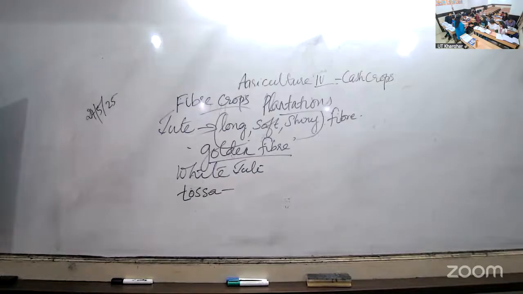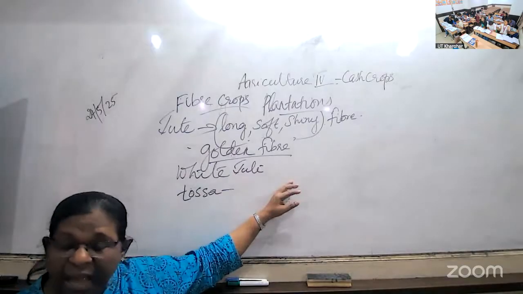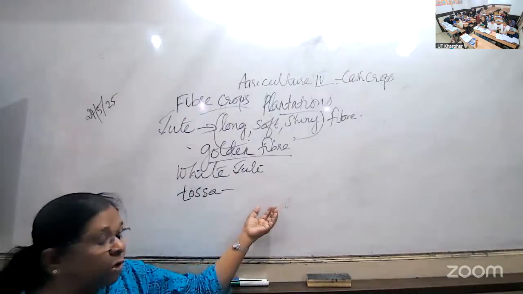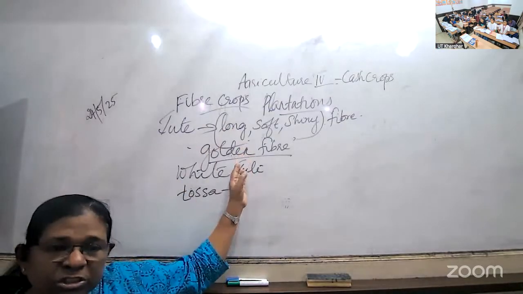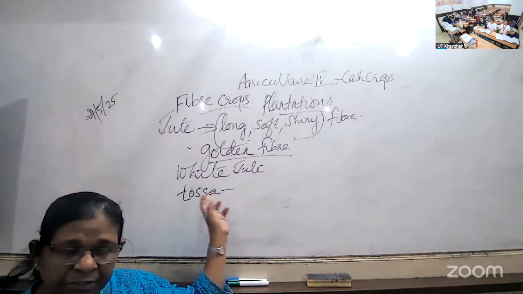What is Tosa? It grows only on uplands, in order to avoid flooding. Because jute is grown majorly in lands which have plenty of water. It will require plenty of water. So in that growing area, the higher lands, the Tosa variety is grown to avoid flooding. Clear?